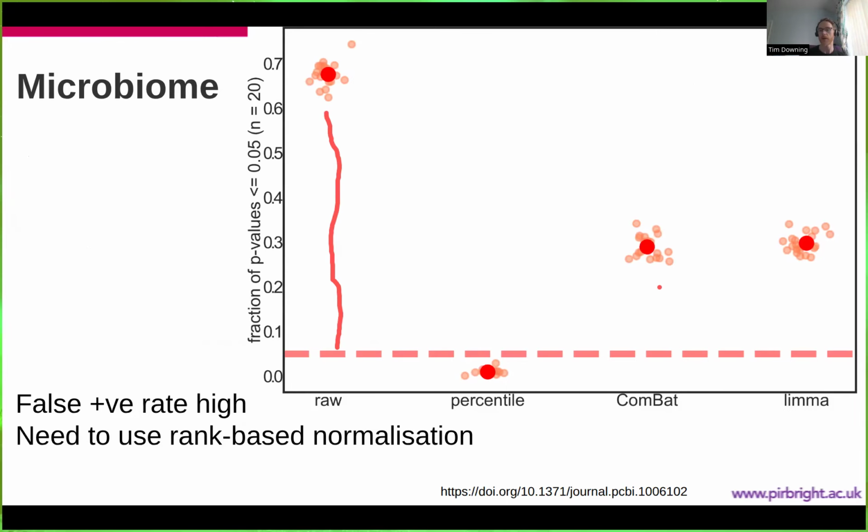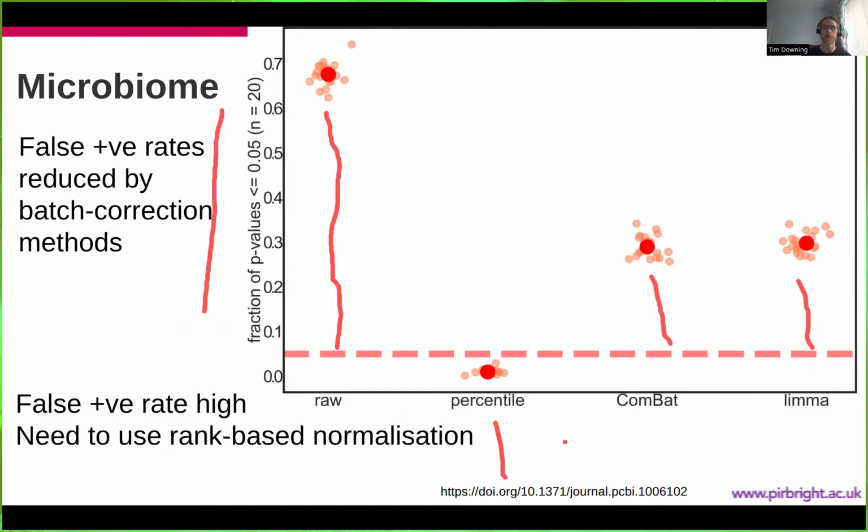If we use other methods like COMBAT and limma to normalize our data, that does reduce the rate of false positives, which you can get an indication of from this y-axis here, but it's not as good as percentile normalization, at least based on this paper. And having relative abundance data in biological contexts is very, very common.